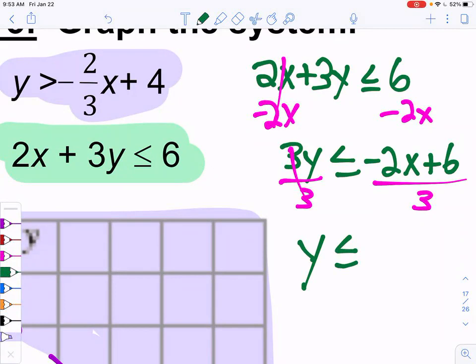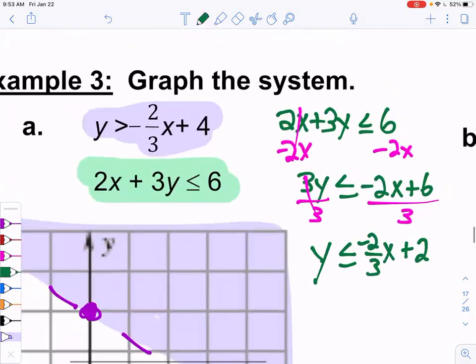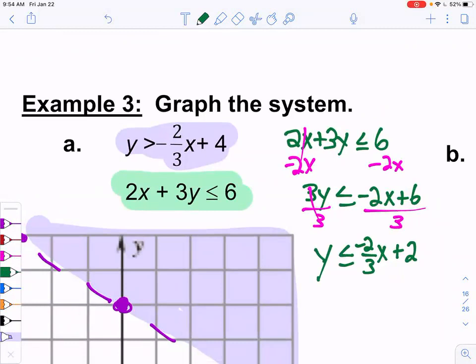Jason, what's our final answer? Y is less than or equal to what? Negative 2 thirds x plus 2. Yeah. Negative 2 thirds x plus 2. What do you notice about the green final equation and the purple one? What's similar? Michael? The m's the same. Yeah, it has the same slope.